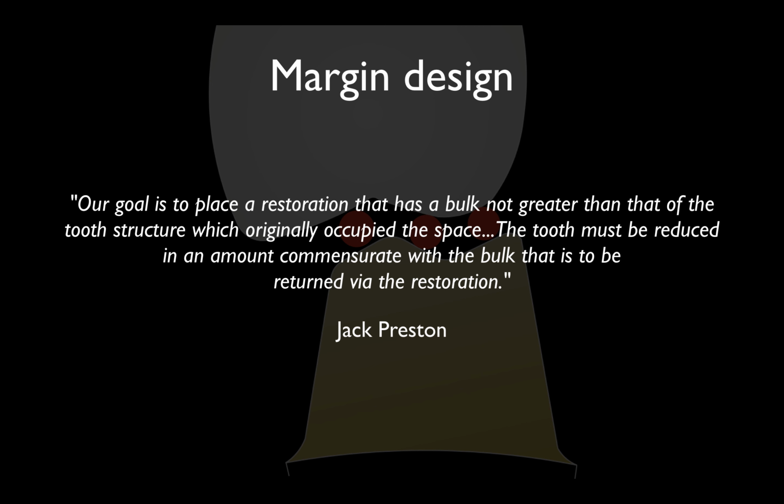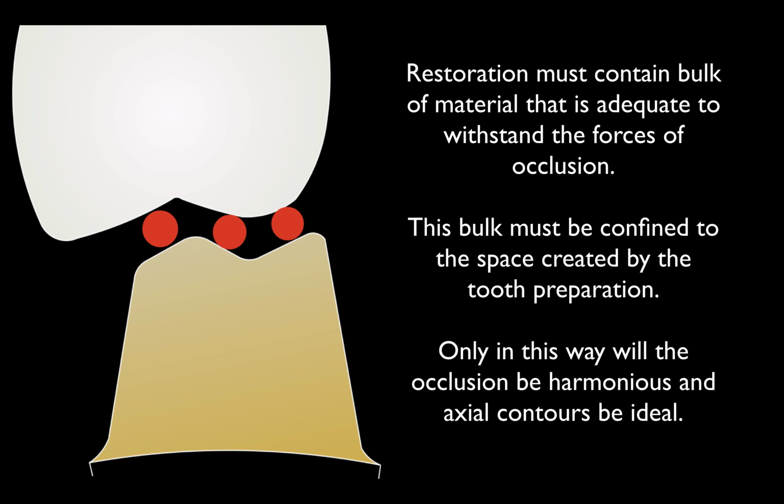Tooth must be reduced in amount commensurate with the bulk that is to be returned via the restoration. And this is why we do need some axial wall reduction at the gingival margin. But where most preps fall down when it comes to traditional crown and bridge is the occlusal reduction.